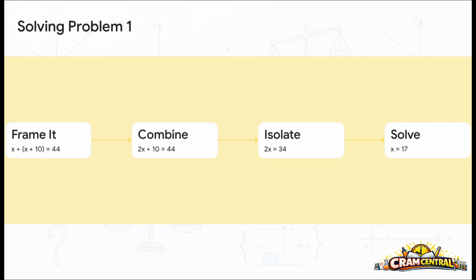Let's just call our first unknown number x. The problem says the second number is 10 more than the first, so we'll call that x plus 10. Their total sum is 44. So we frame it up. x plus x plus 10 equals 44. We combine our variables to get 2x plus 10 equals 44. Then we balance. Subtract 10 from both sides to get 2x equals 34. Divide by 2, and x equals 17. So our first number is 17, and our second number, which is 10 more, is 27. It's simple, logical, and honestly, pretty elegant.